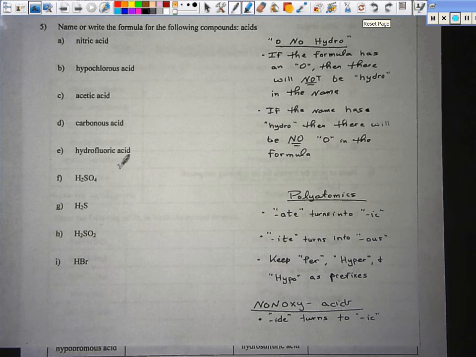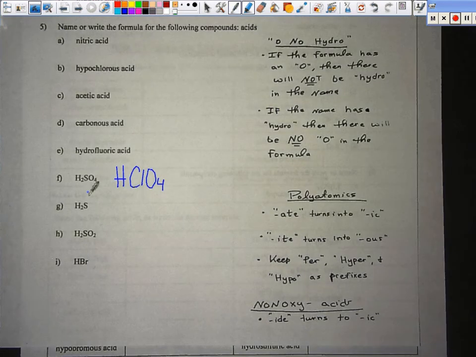All right, so the other one was HClO4. Now, you have to think through this one. Is there an O in this one? So will there be a hydro? No. So what polyatomic is that? That's perchlorate. So we can't drop the prefix. So ate, perchlorate, turns into ic, so it's what? Perchloric.